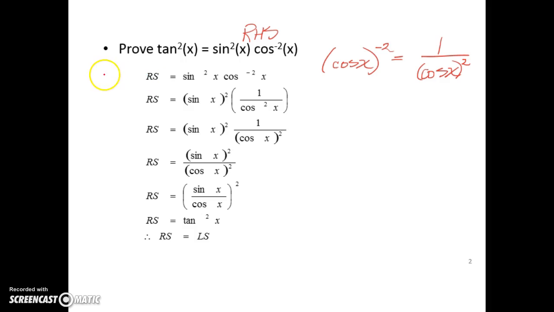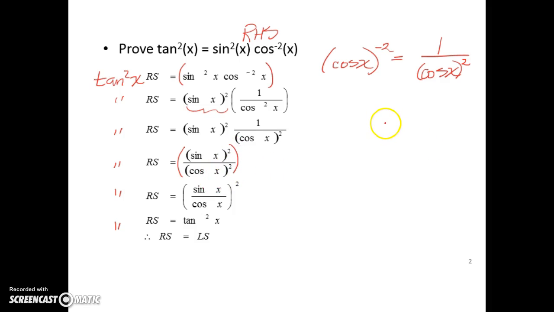Our left-hand side will always be the tangent of x quantity squared, and we will do that every step of the way as we use good algebra and good calculus. So we're going to rewrite the right-hand side. It is the sine of x quantity squared times 1 over the cosine of x quantity squared. We can rewrite that as the sine of x squared over the cosine of x squared.